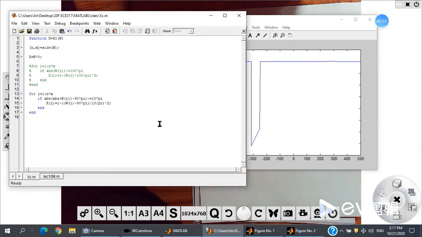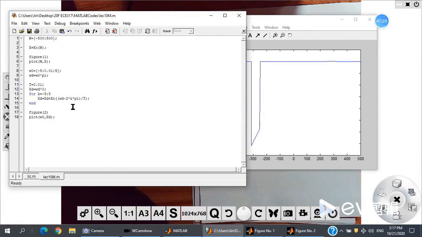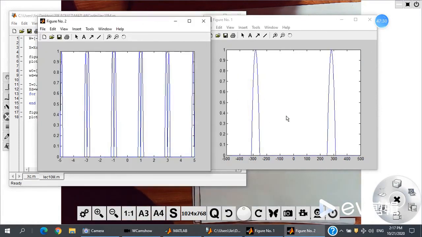Let me see. I did ABS here, ABS of omega. This one also needs the absolute value of omega minus 90, then over this one. Okay, so I think this time will be good. Okay, this time is good.